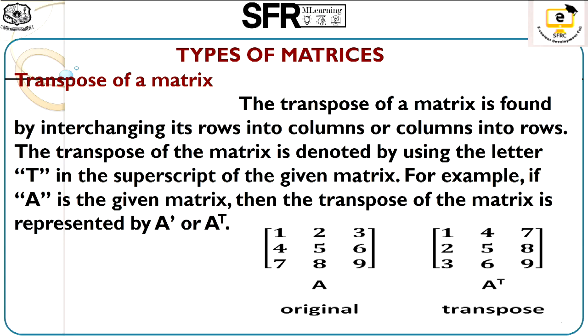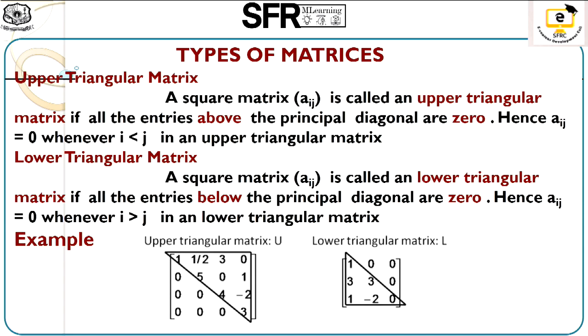A transpose is nothing but interchanging rows and columns. We see that the first row is 1, 2, 3. Here the first column is also 1, 2, 3. The second row is 4, 5, 6, and in A transpose the second column is 4, 5, 6. The third row in the original matrix is 7, 8, 9, and in A transpose, 7, 8, 9 is the third column. The transpose of a matrix is nothing but interchanging the rows and columns. This is an example.